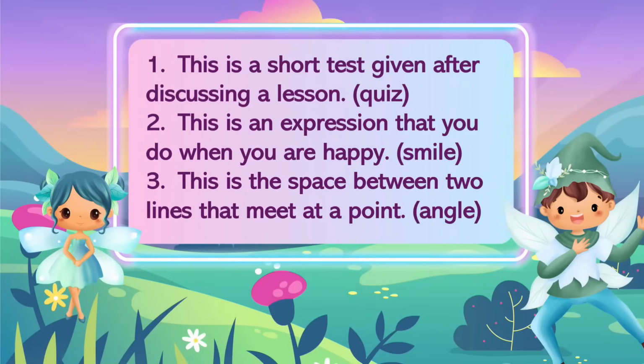Number 1, this is a short test given after discussing a lesson. The answer is quiz. Number 2, this is an expression that you do when you are happy. The answer is smile. Number 3, this is the space between two lines that meet at a point. The answer is angle.